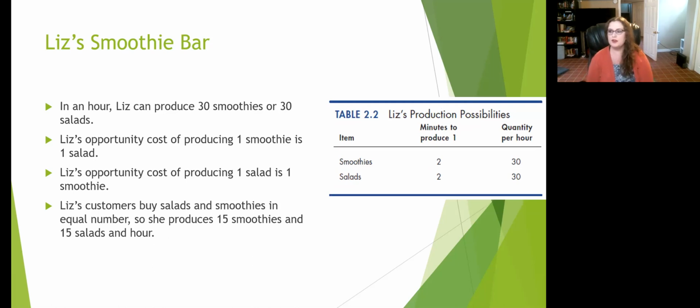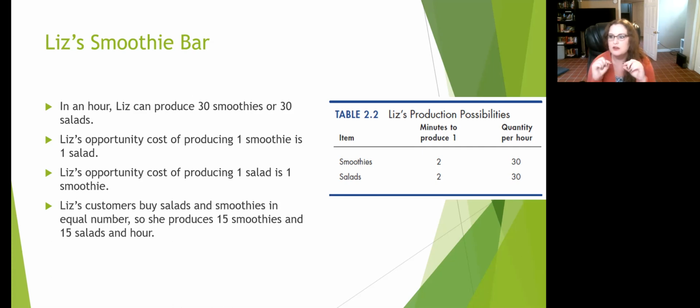Well, what's her opportunity cost? We have to think, what is she giving up? If she wants to make one smoothie, that one smoothie is going to take 2 minutes. It also takes her 2 minutes to make a salad. So if she makes one smoothie, that's one less salad she's making. So her opportunity cost of producing a smoothie is one salad.